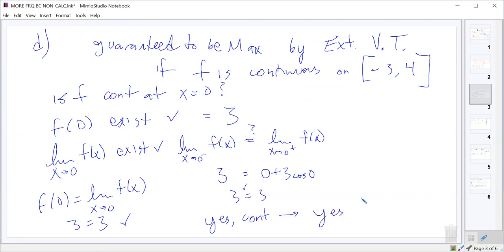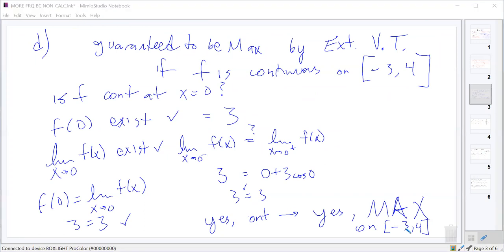Yes, there is a max on that interval. Good or no? Good. That was worth 2 points. 1 for proving the continuity. 1 for saying yes, because of the extreme value theorem.